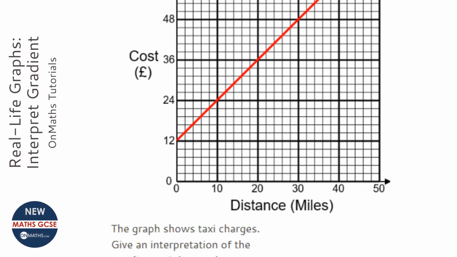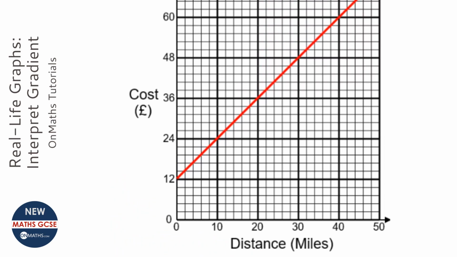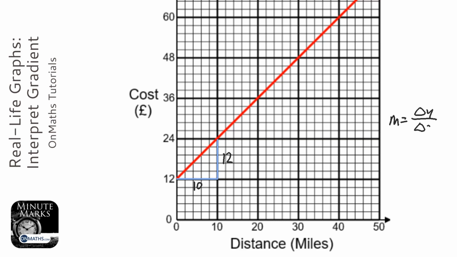Okay, so we've got a real life graph here and we're asked to interpret the gradient. So first of all we need to figure out what the gradient is. The gradient is how much y changes for every change in x, and to calculate it you just work out how much y has changed between 2 points, which is 12 here, and work out how much x has changed, which is 10, and the gradient is the change in y over change in x. Y has changed 12, x has changed 10, therefore that's going to be 1.2.